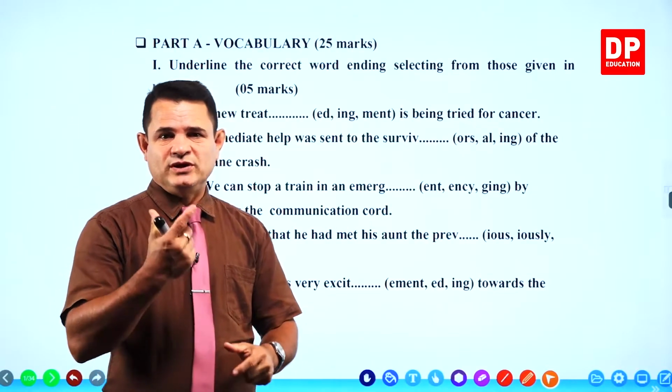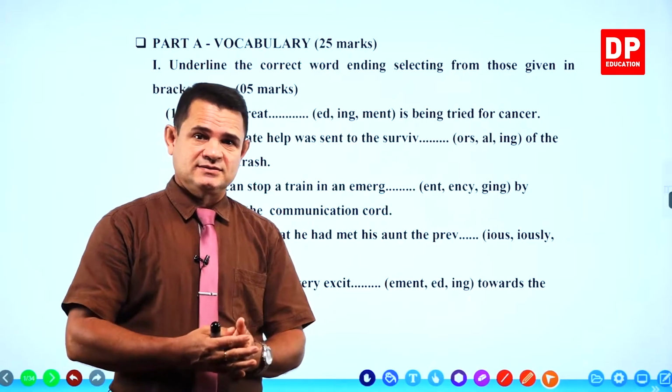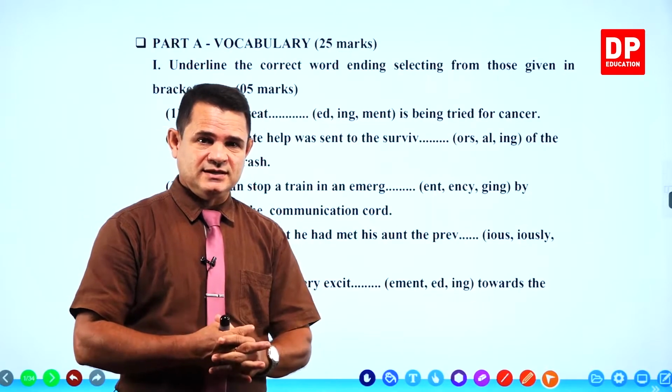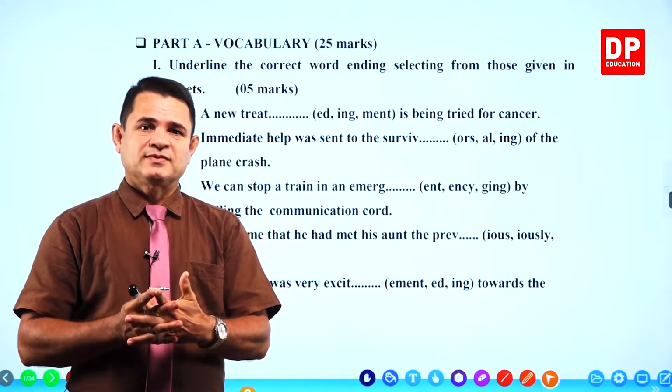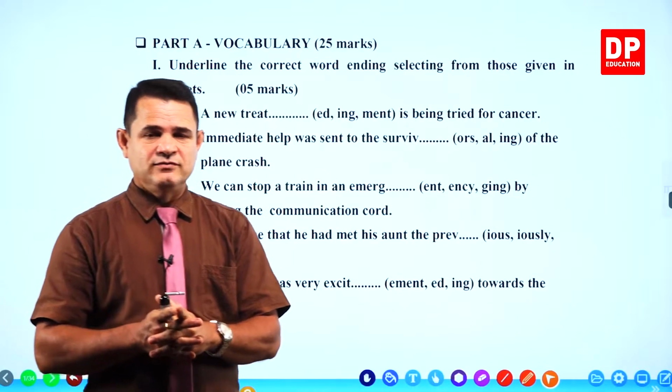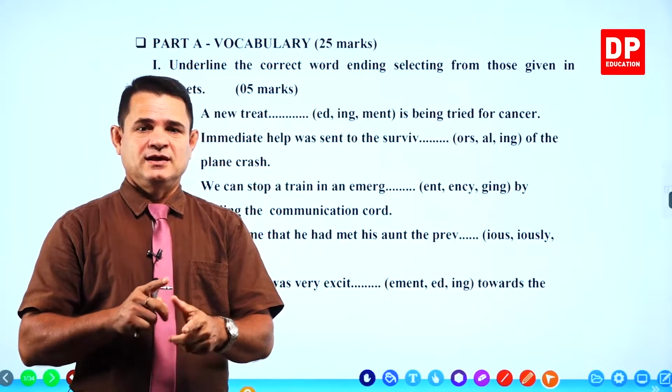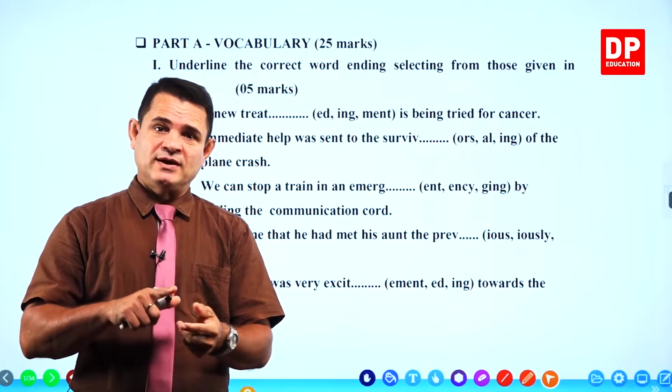Otherwise, you know, when you get a word, it has different meanings. It has different forms. The same word will appear in noun form, adjective form, adverb form.